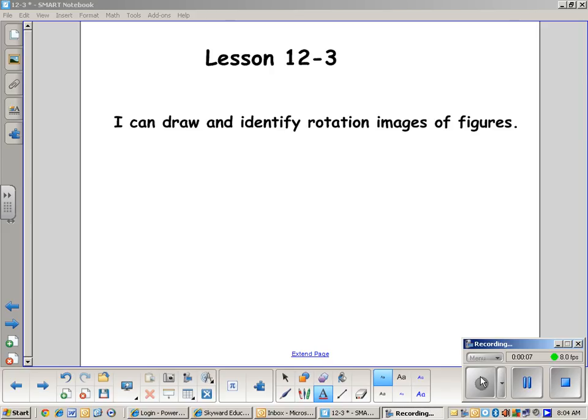Today we're going to work on actually drawing and identifying rotation images of figures. For the most part, we'll work on triangles. I mean, if you can rotate a triangle, you can rotate anything. There are way fewer vertices and less to do than with, say, an octagon or a decagon or some bigger polygon, or some odd shape. We could rotate a picture of a frog if we wanted to, but it'd take a lot of time. So we'll stick with the simpler figures. If you can rotate a triangle, you can rotate anything.